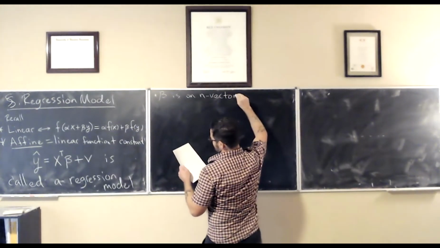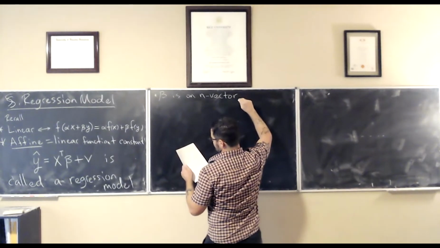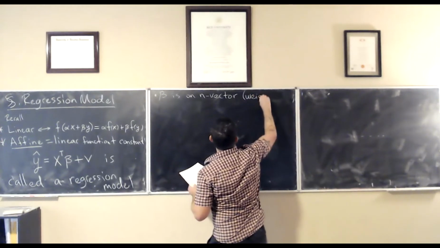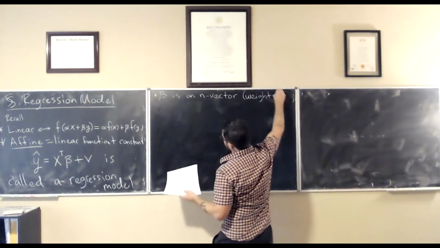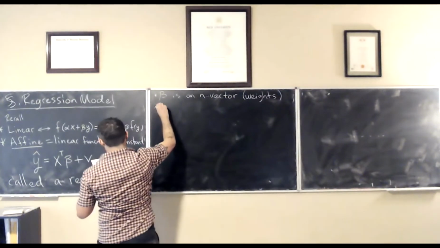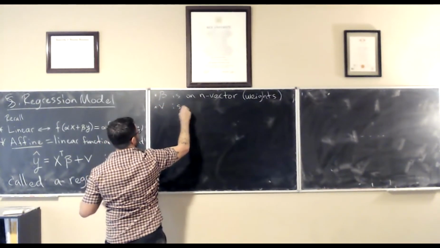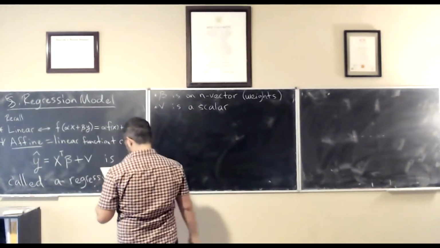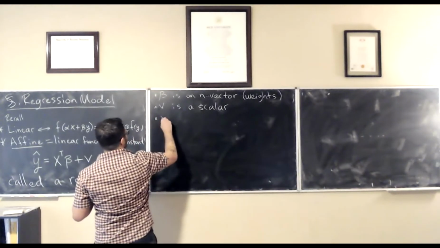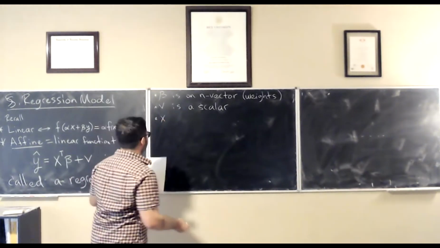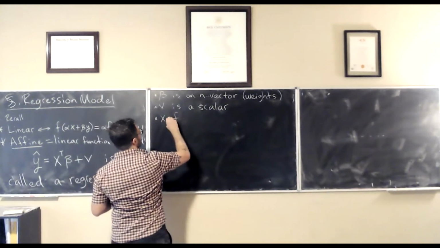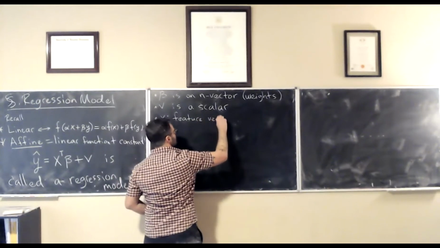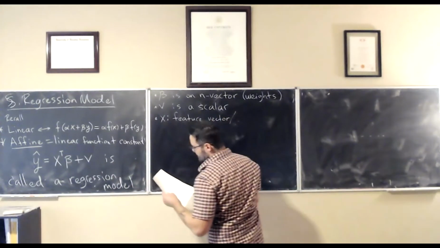Okay. And these are called the weights or coefficients, as I mentioned last time. V here is a scalar, just some number. Okay. X is your feature vector, also known as your regressors.